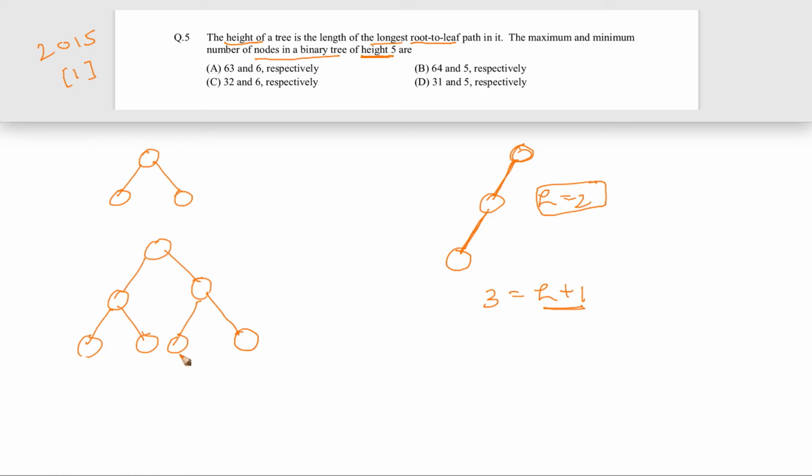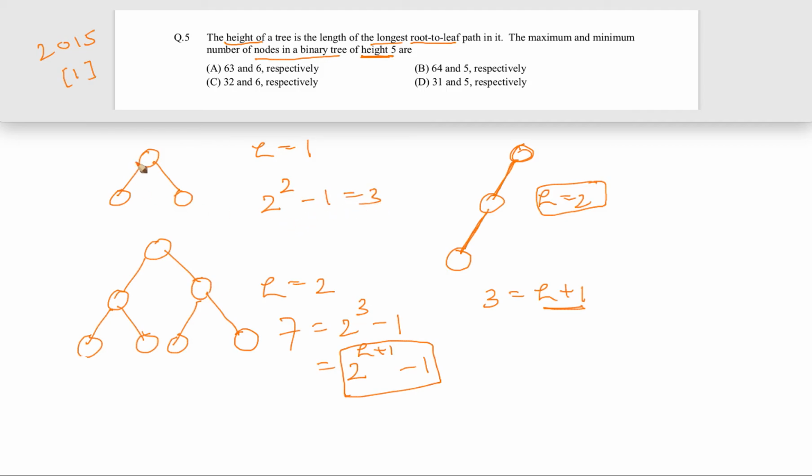So here we are going to see a pattern. For height 2, we are going to have 7 nodes, maximum 7 nodes. It is basically 2 cube minus 1, right? And it can be written as 2 raised to the power h plus 1 minus 1. This is a general formula which we are getting. Here also, if height is equal to 1 and we apply this formula, then it is 2 square minus 1, which is 3. And that is true, 3 nodes are there if height is equal to 1. That is the maximum number of nodes which can happen to a binary tree having height h.